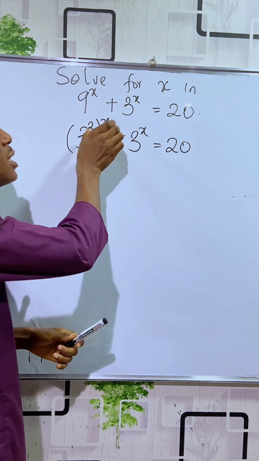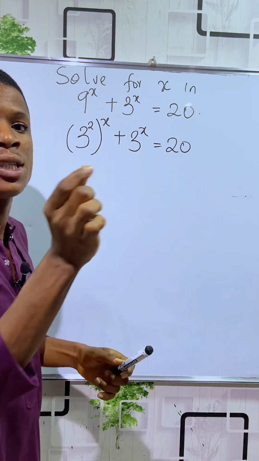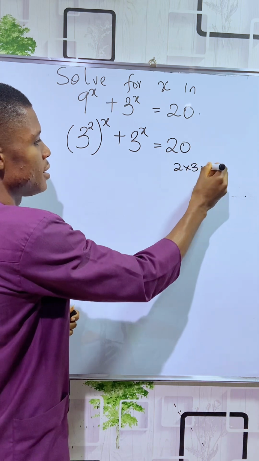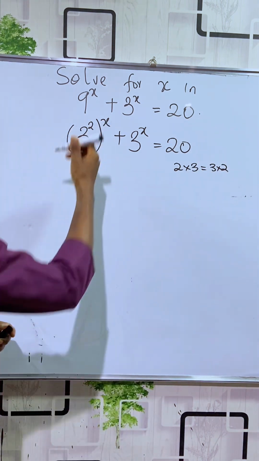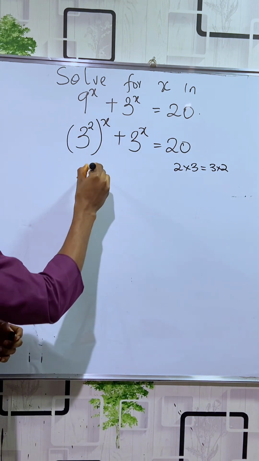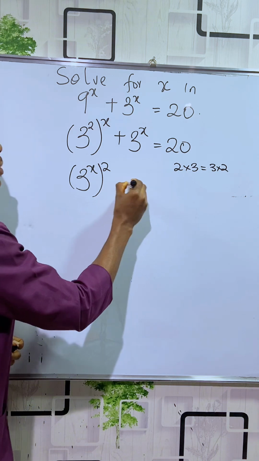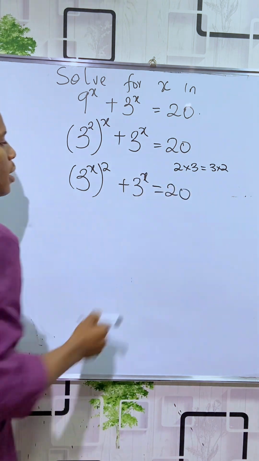You are free to multiply the powers, but since multiplication is commutative, meaning that 2 times x is the same thing as x times 2, the order doesn't matter. We can now write this as 3 to the power of x, raised to the power of 2, plus 3 to the power of x is equal to 20.